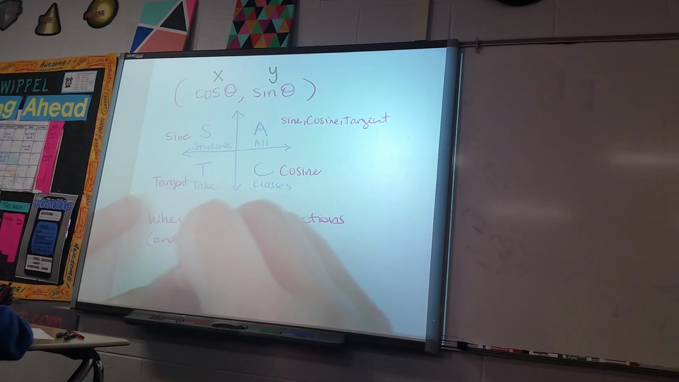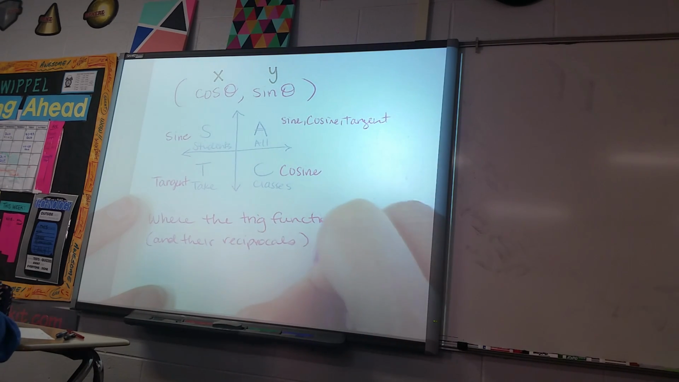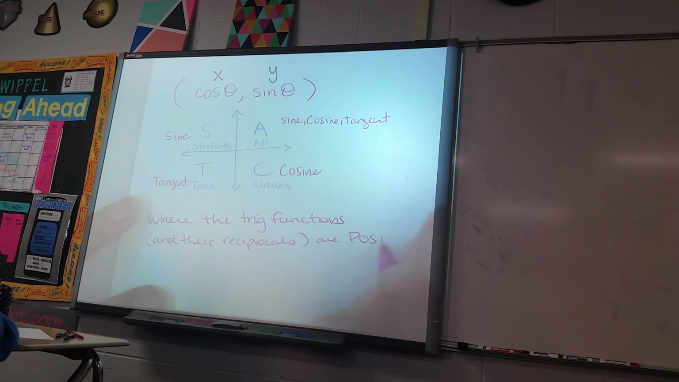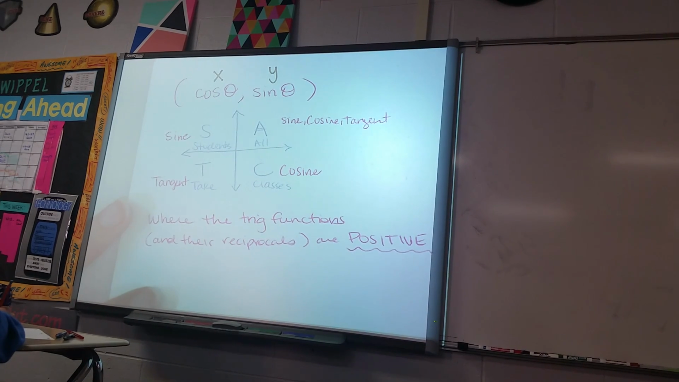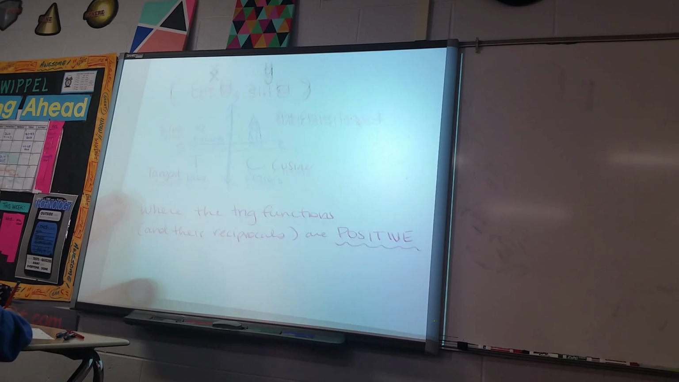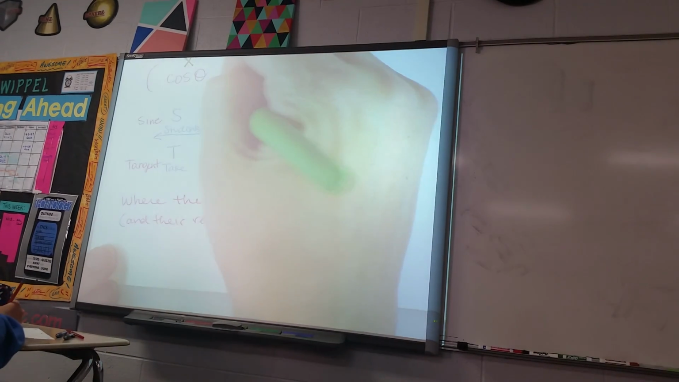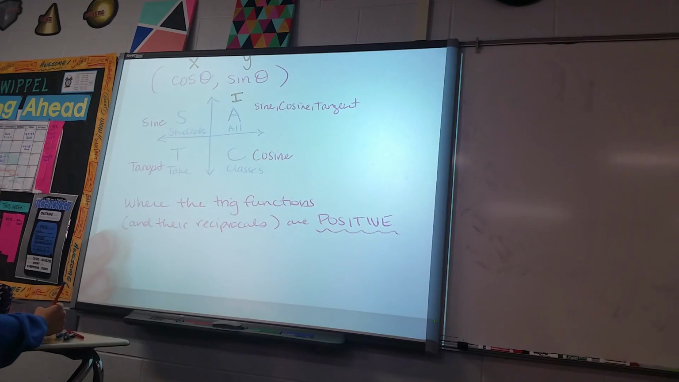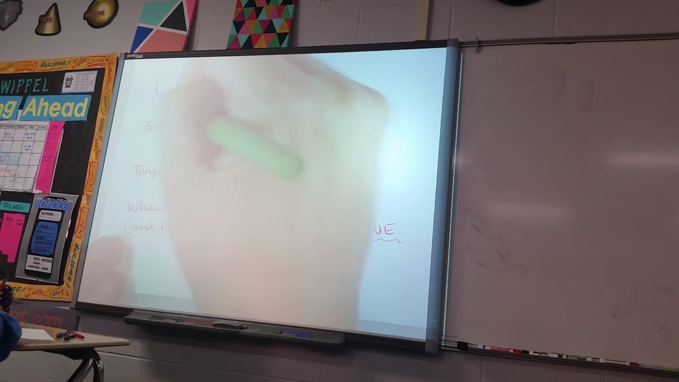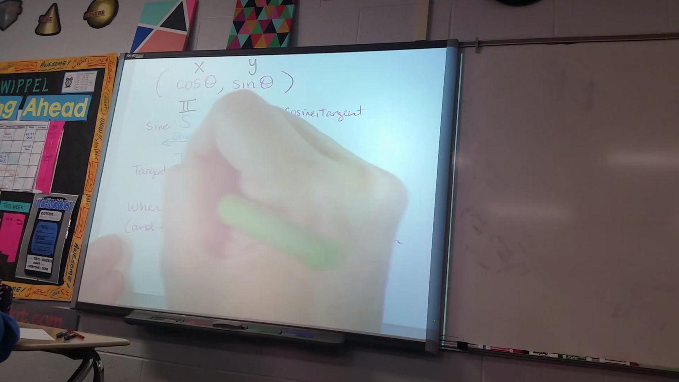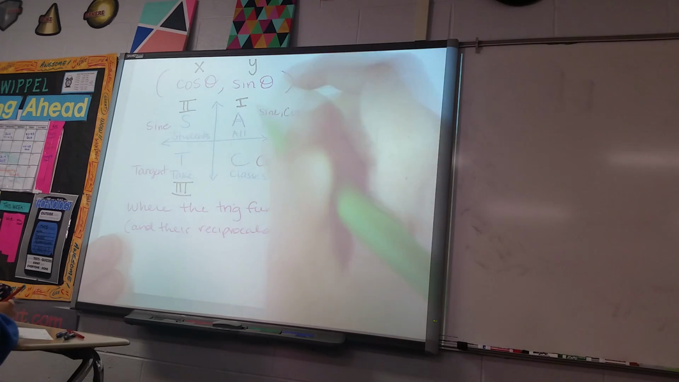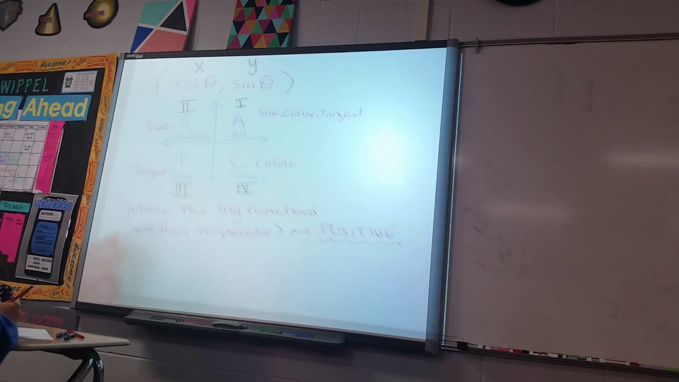This is where the trig functions and their reciprocals are positive. Do you remember their reciprocals? Can you tell me the name of any of them? There's secant, cosecant, and cotangent. Yeah, good. So in quadrant 1, they're all positive. That makes sense because our signs are positive, positive. Sine is the only thing that's positive in quadrant 2. The tangent is positive in quadrant 3, and the cosine is positive in quadrant 4.